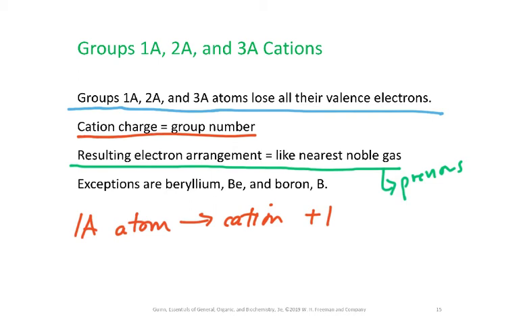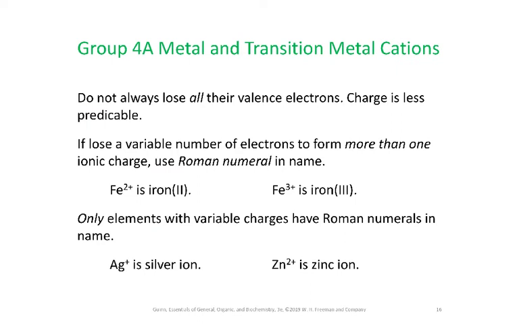Okay, so the transition metals and group 4A metals are a little bit different. Now, they don't always lose all of their valence electrons. This charge is much less predictable. You can't necessarily know in advance. And so we're not going to do a whole lot with these, but I do want to introduce the topic.